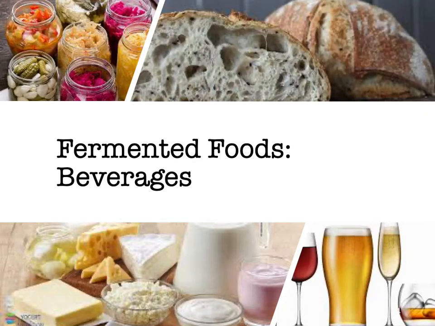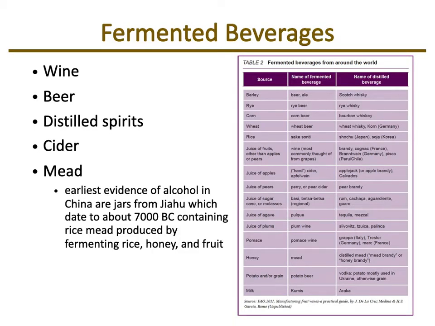Okay, so for this audio lecture, we'll be looking at fermented foods, the beverage category. So for fermented beverages, this includes wine, beer, distilled spirits. Distilled spirits would be concentrated fermented beverages, ciders, and mead. So you can see on the table here that I've included.